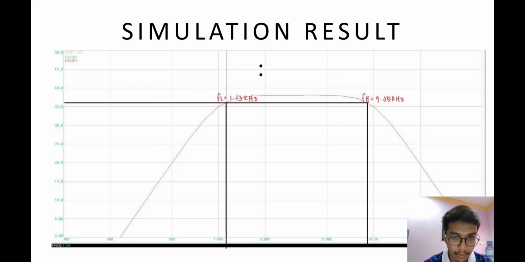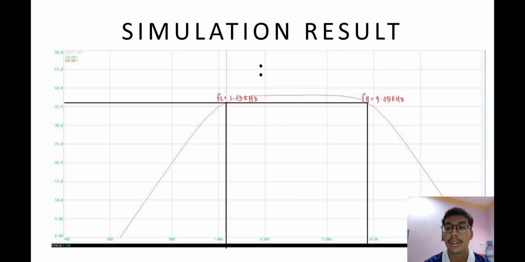From the results that we get, for the low cut-off frequency, we got 1.13 kilohertz. It is not far from the value in the spec given, which is 1 kilohertz. For the high cut-off frequency, we got 9.05 kilohertz. For this high cut-off, we got a little bit far from our spec given, which is 10 kilohertz. So I think maybe we have some problem that we will explain in our discussion and conclusion.